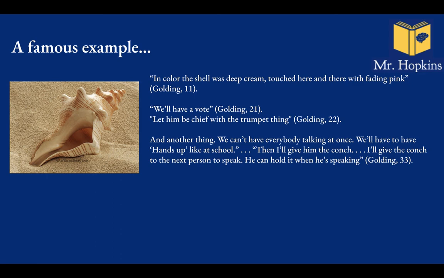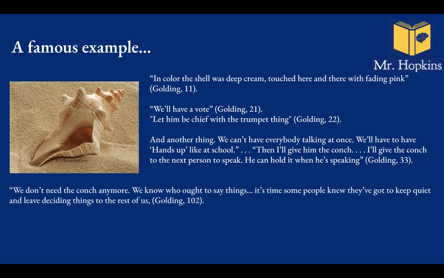But things do start to change, and democracy starts to disappear. One character says, we don't need the conch anymore. We know who ought to say things. It's time some people knew they've got to keep quiet and leave deciding things to the rest of us. So we can see democracy beginning to backslide here. This is later on in the novel. Also, exposure to the air had bleached the yellow and pink to near white and transparency. So it's losing its colour and therefore losing its effect. Democracy is losing its power.